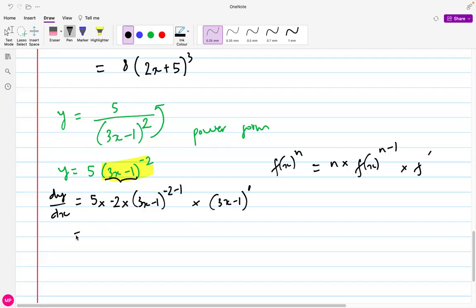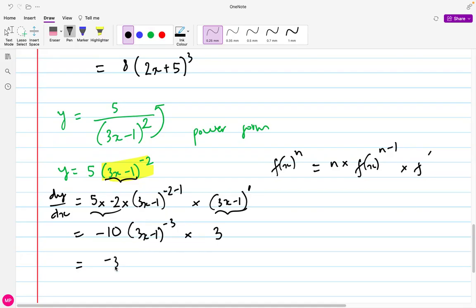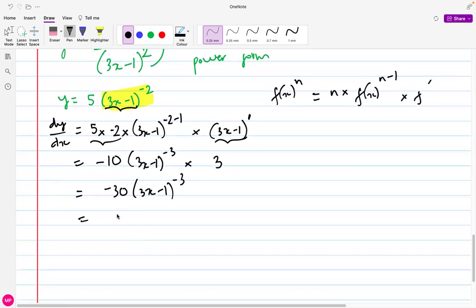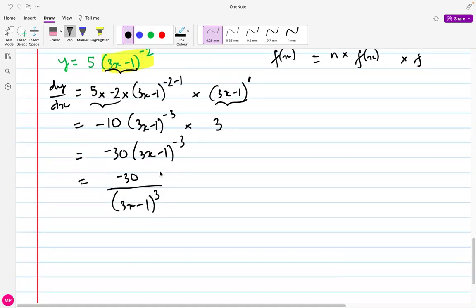So 5 times −2 is −10, (3x − 1) to the power of −2 minus 1 is −3. The derivative of 3x − 1 is just 3. Then −10 times 3 is −30, times (3x − 1) to the power of −3. And you're left with −30 over (3x − 1) cubed. And that's pretty much it.